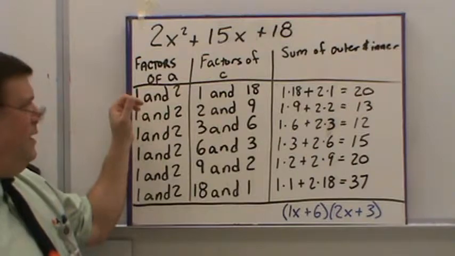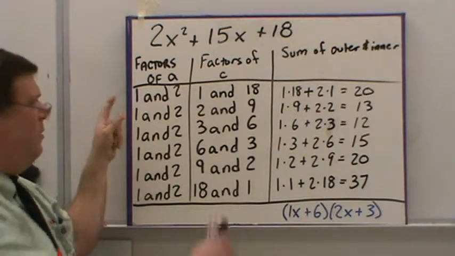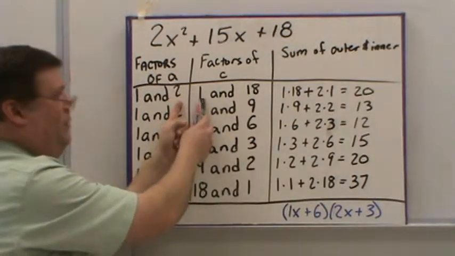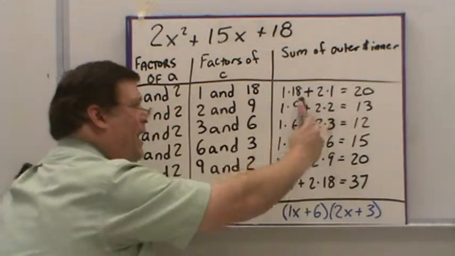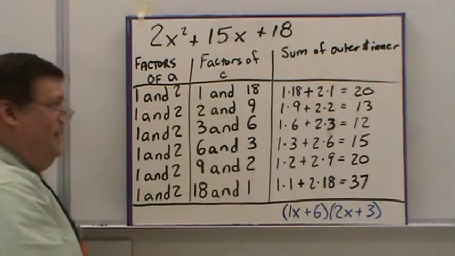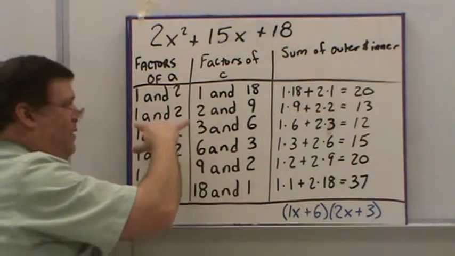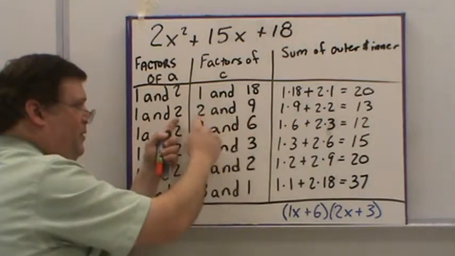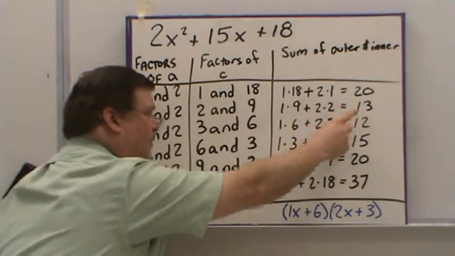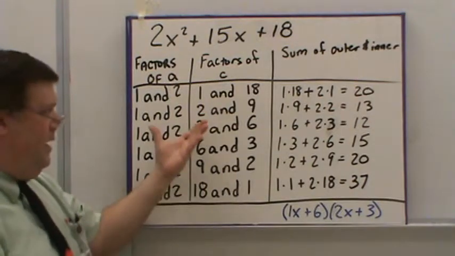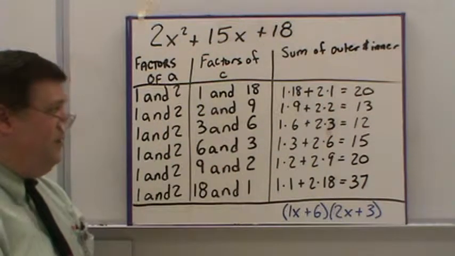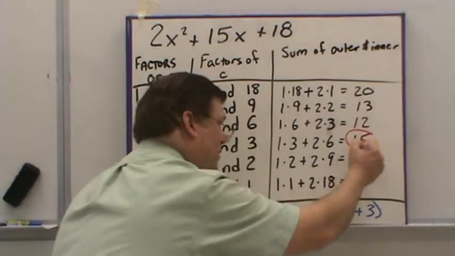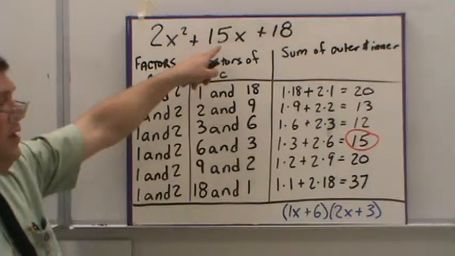So when I do the check for the outer and inner sums, I would do 1 times 18 to get the outer. The inner would be the 2 times the 1. And when I add those two together, I get 20. Then I did 1 times 9, the outer, and 2 times 2, the inner. Add those together, I get 13. And you keep doing that through all the different combinations until you find one that happens to be the b term, 15.